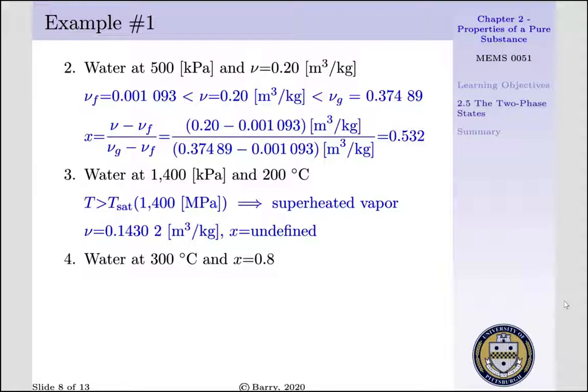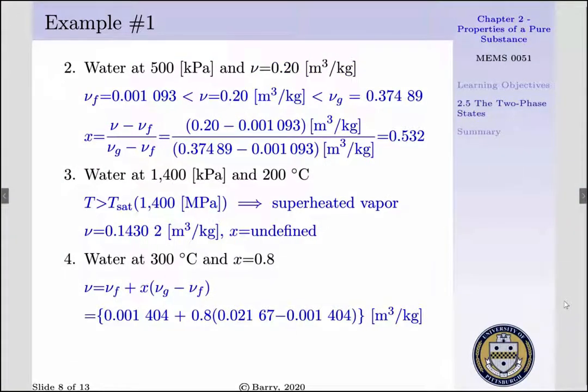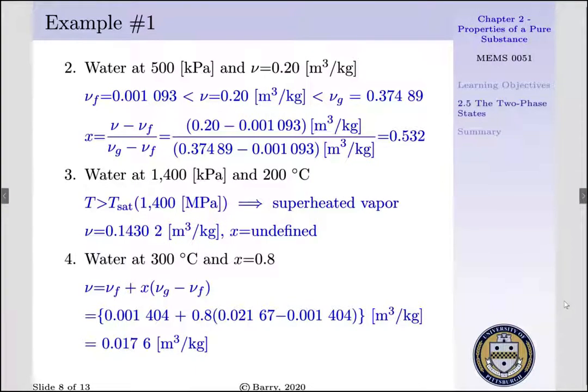And lastly, if we have water at 300 degrees centigrade and a quality of 0.8, we know we are going to be existing as saturated water. If we turn to table B.1.1 on page 778, we can determine our specific volume by taking our saturated liquid specific volume and our saturated vapor specific volume and plugging them into the formula for our average specific volume based upon quality. At 300 degrees centigrade, our saturated liquid specific volume is 0.001404 meters cubed per kg, and our saturated vapor specific volume is 0.2167 meters cubed per kg. Thus, when we put these into our equation, we calculate our specific volume to be 0.0176 meters cubed per kg.